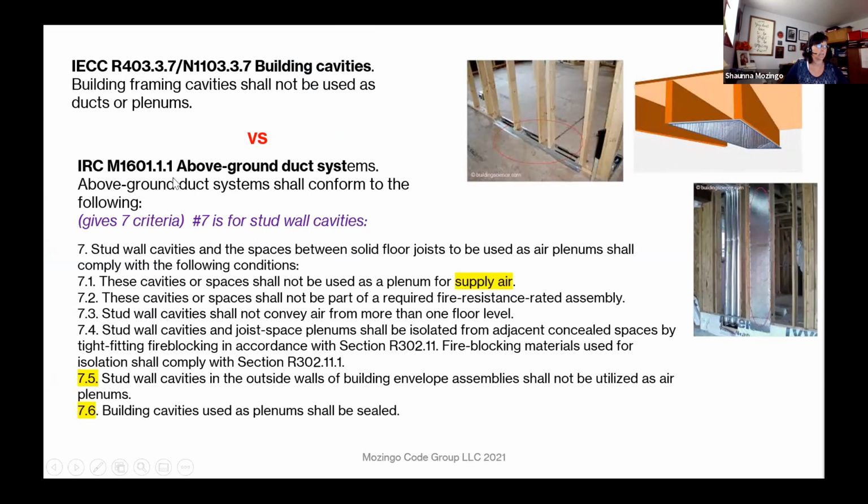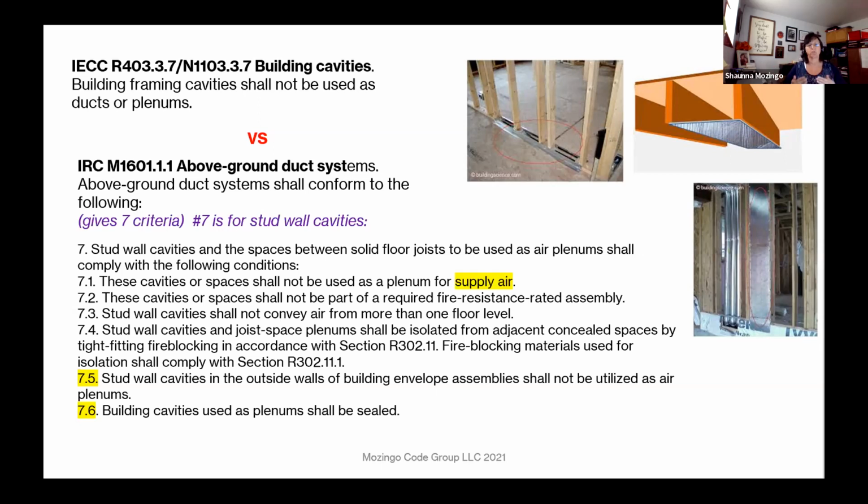But when you're in the IRC mechanical section, it does have these, above ground duct systems have to conform to these requirements, and has these 7 requirements. And number 7 is talking about, if you want to use the stud wall cavities, here's what you have to do. And it can't be used for supply air, but you could use them for return. And here, stud wall cavities in the outside walls shall not be utilized as plenums, but it's still allowing you to use the inside walls as supplies and as return plenums. And you just have to seal them. So it gives you these things about how to use those walls as plenums, whereas the other code says you can't do it.